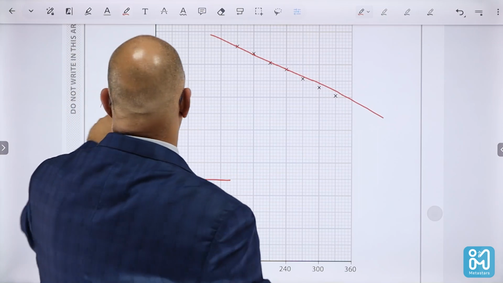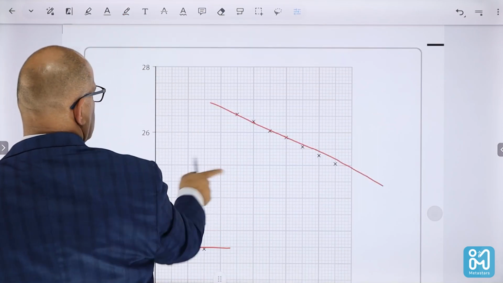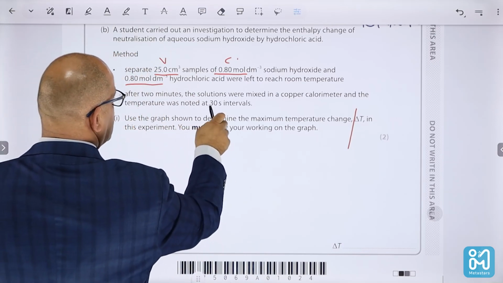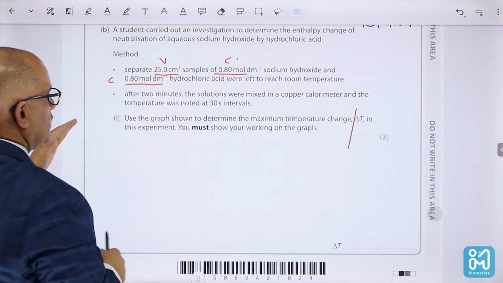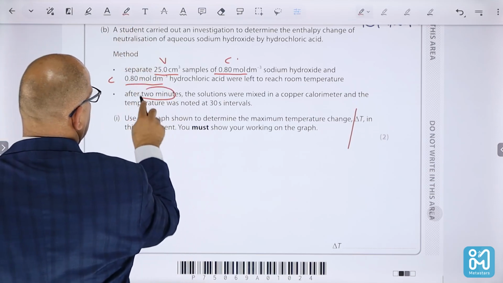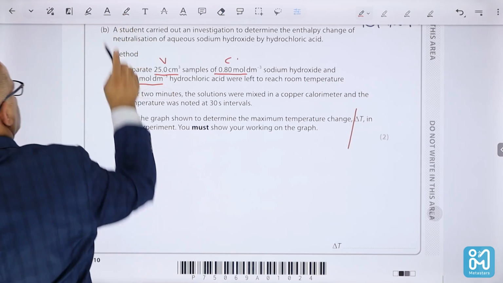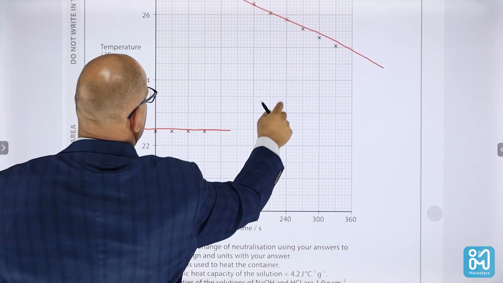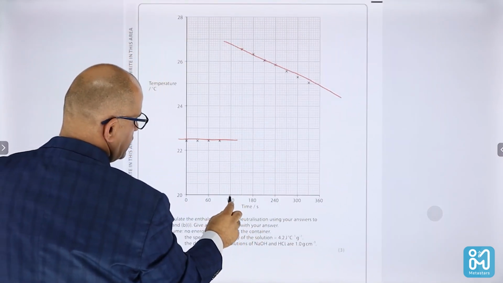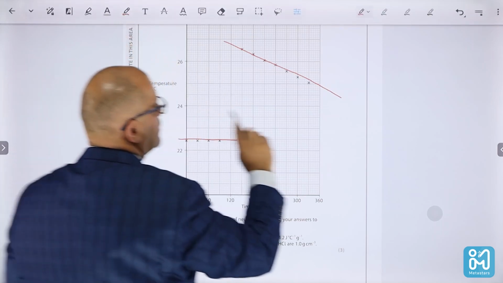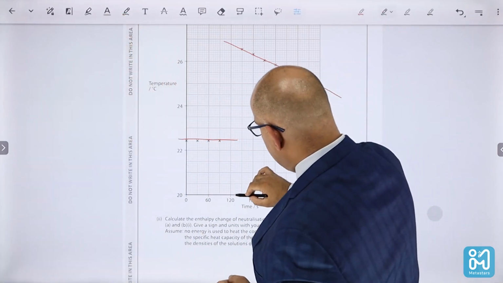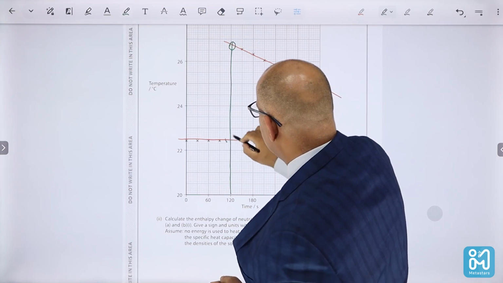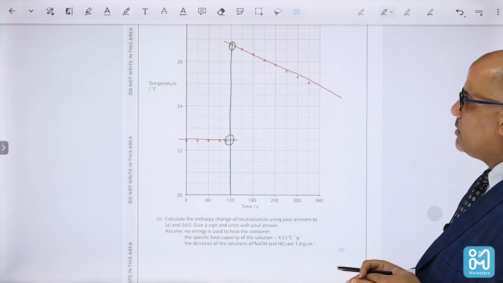And it told you that in the experiment, the temperature was noted at 30 seconds intervals. So where is 30 seconds? After 2 minutes, the time is 2 minutes. So you should return back to the graph, the figure. And where is the 2 minutes? In the 2 minutes, we are talking about 120 seconds, where you will extend the line. That's what is known as extrapolation of the curve.